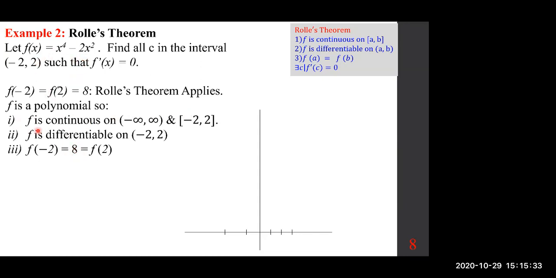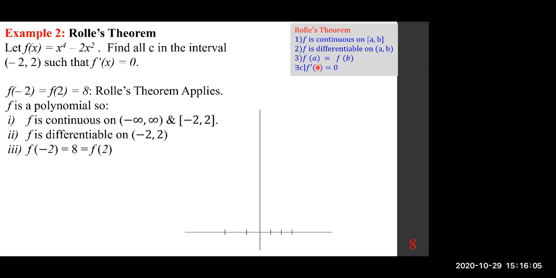The second one works simply because it's a polynomial. Maybe instead of just writing polynomial, write it's a polynomial of degree 4. So if you plug in -2, you get 8. If you plug in 2, you get 8. And the third criterion works. Therefore, there must be a c such that f prime is 0. So let's find f prime and set it equal to 0. That's really the bottom line. We showed the first 3 are there.